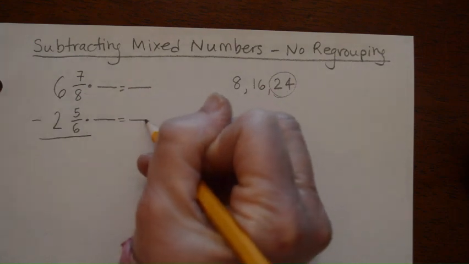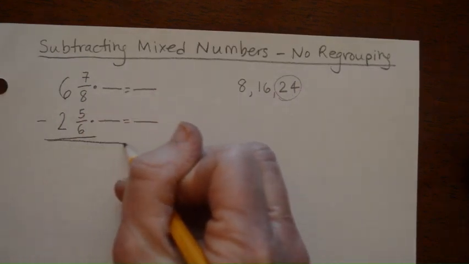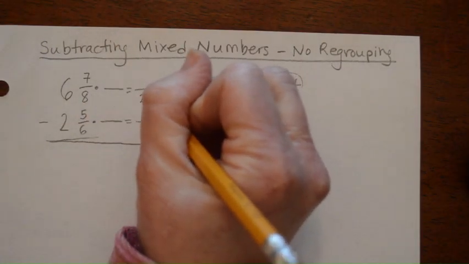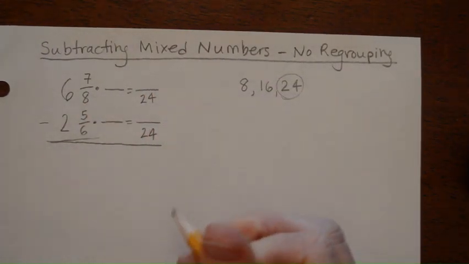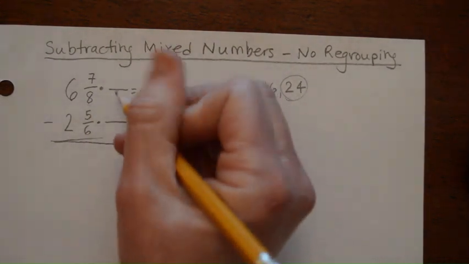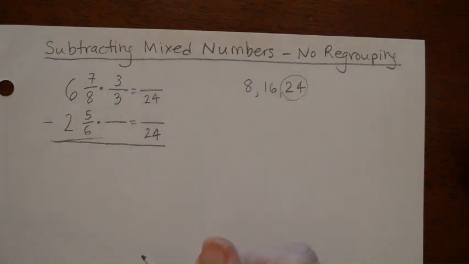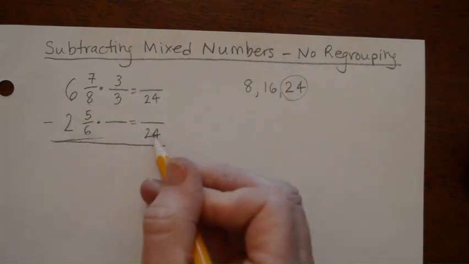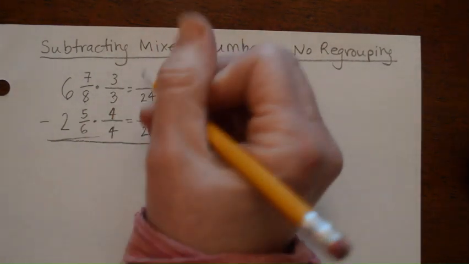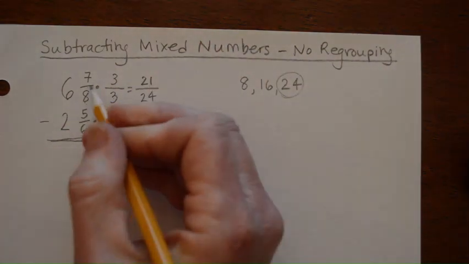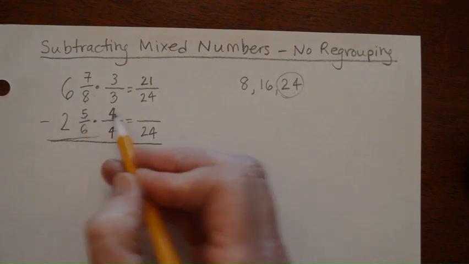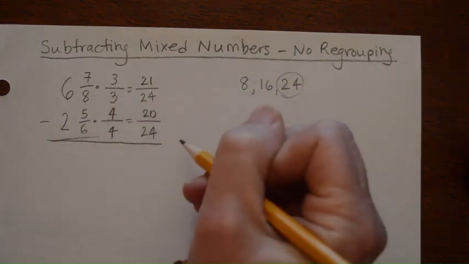So I'm going to get set up here. All right, so then I'm going to have a 24 as a denominator here. So how many times does 8 go into 24? Or in other words, 8 times what is 24? That would give us a 3 there for 3/3. And then 6 times what is 24? That would be a 4 right here. Right, so here I'm going to have 21 24ths. Again, 7 times 3 is 21, 8 times 3 gives me 24, and then here 5 times 4 is 20, and 6 times 4 is 24.